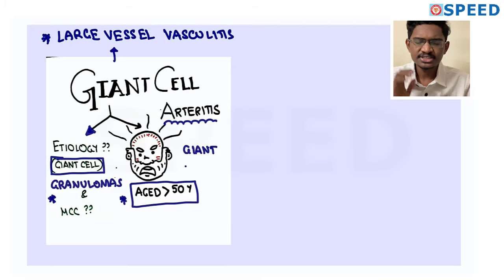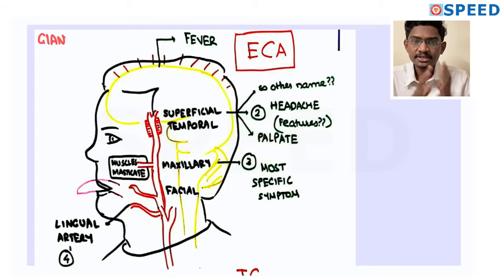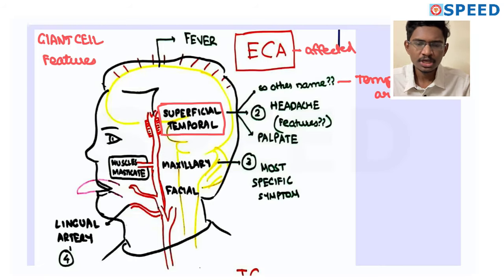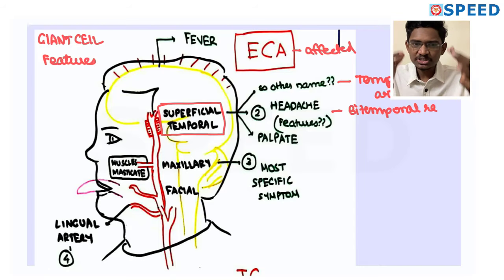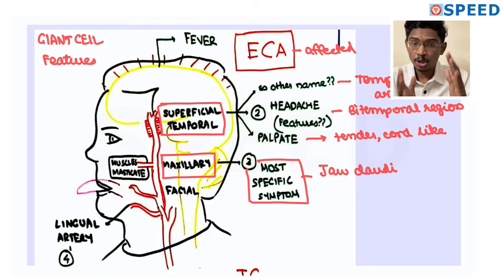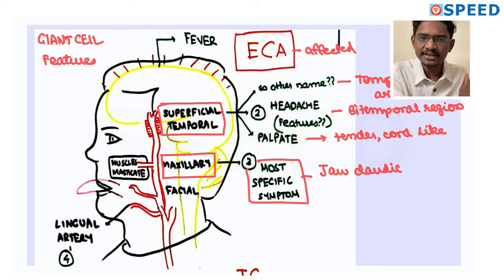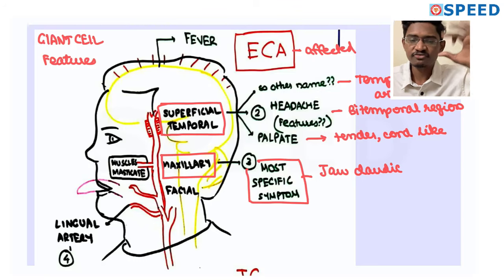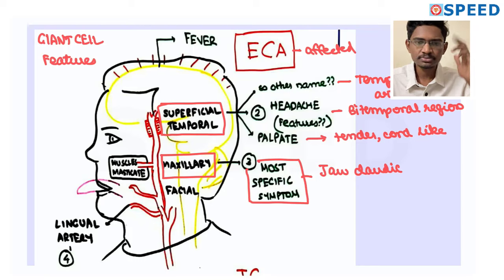What are the clinical features if these vessels are involved? In GCA, the most common vessels involved are the terminal branches of the external carotid artery. What are those? Superficial temporal and maxillary artery. So the superficial temporal artery is present here. If this is inflamed by vasculitis, it will cause a bitemporal headache for them. And so we also call GCA temporal arteritis. And if this inflamed artery is touched, it will be a tender cord-like sensation because that much inflammation is happening in the vessel.